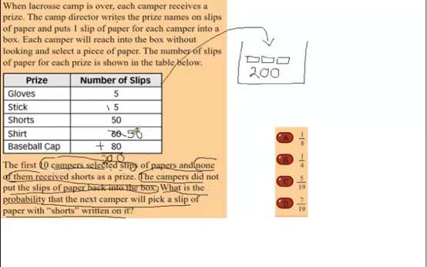All right, well, here we go. Clearly, the top part of our fraction is 50, because those are the number of shorts. But the bottom part of our fraction can no longer be 200, because 10 campers already went and picked something that wasn't shorts. So now, instead of 200, our denominator is 190. A quick scratch and scratch.